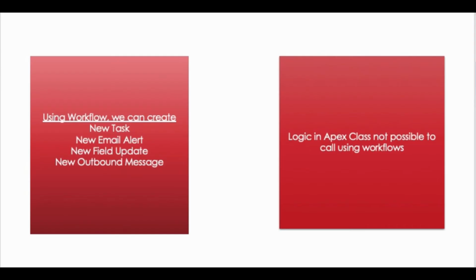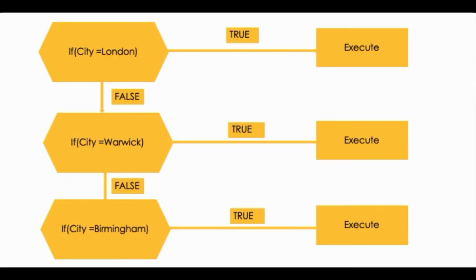Let's say we have one more requirement, which is not possible through workflow. You have written some logic in an Apex class and you want to call this Apex class logic if your criteria match. Can we call an Apex class from here? No, because we have only 4 options, right? Let's say the requirement is if city equals to London, then perform first action. If city equals to Warwick, perform some other action. Again, if city equals to Birmingham, then perform some other action. If you have this requirement, then workflow will not help you.